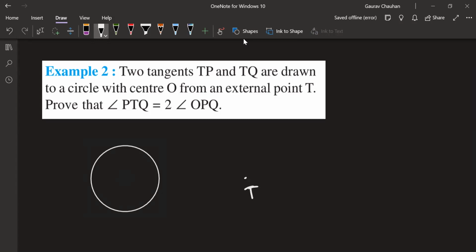Okay, great. So there is an external point T. From this point T, two tangents are drawn, TP and TQ. So where will P and Q be? What are P and Q then, if TP and TQ are the two tangents drawn, Dinesh? The points of contact. So TP and TQ is good.